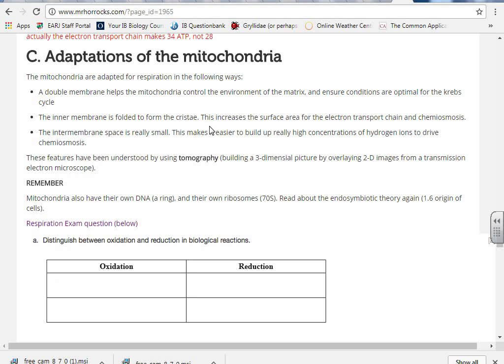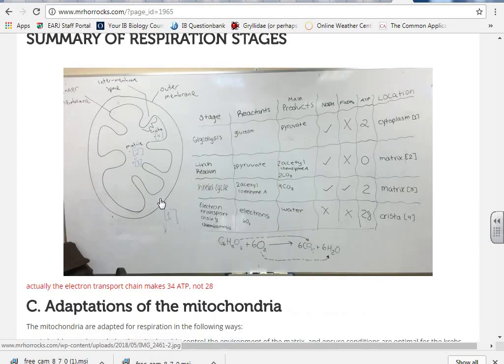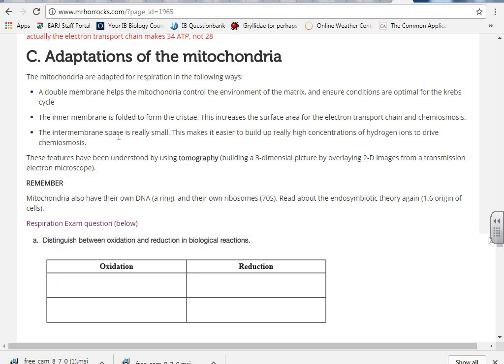And the intermembrane space. Because it's extra small, we're looking at the intermembrane space. It's not so much here, but like here, that folded cristae, this folded part. This is a really small space, and that's where a lot of the action's happening. The intermembrane space is small. This makes it easy to build up high concentrations of hydrogen ions that drive chemiosmosis.